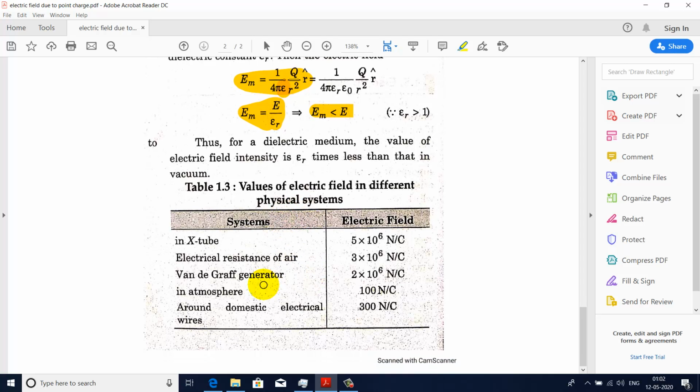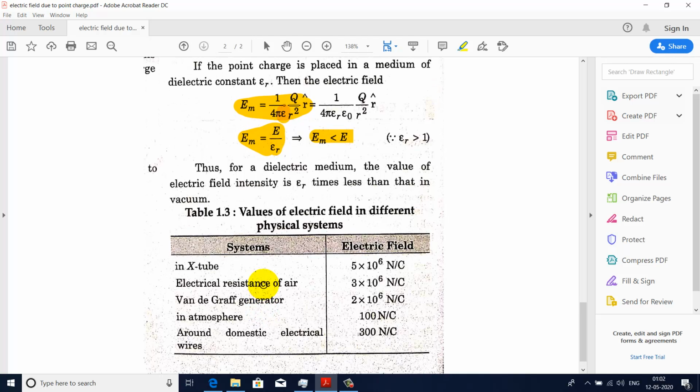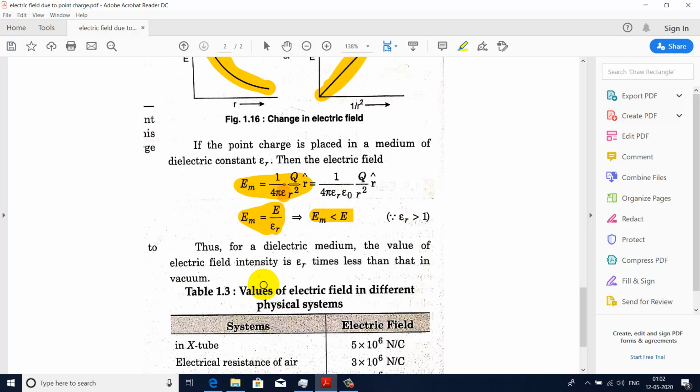These are the values of electric field in different physical systems. Well, you don't need to remember all these values. These are not that much important.